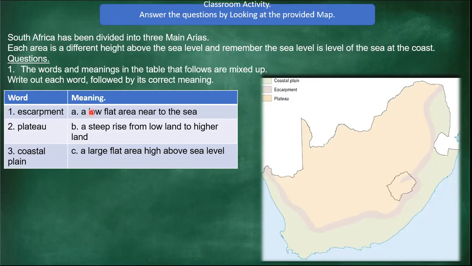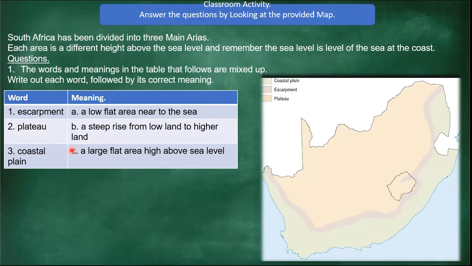Faith, are you up? Hello? Ma'am, can you hear me? Yes, I can hear you. Ma'am, the escarpment is B, a steep rise from low land to high land. Yes, that's correct. Thank you very much. Clap hands for yourself. It is B.